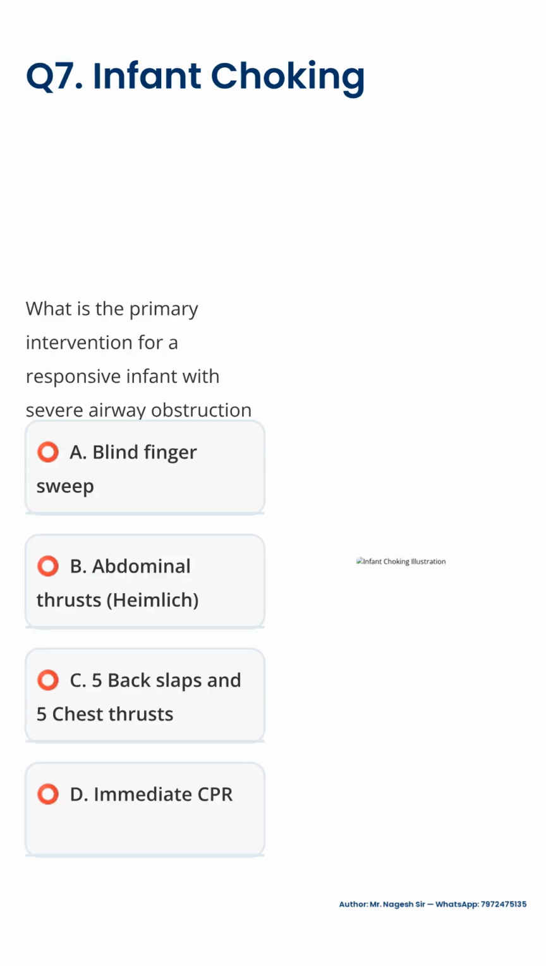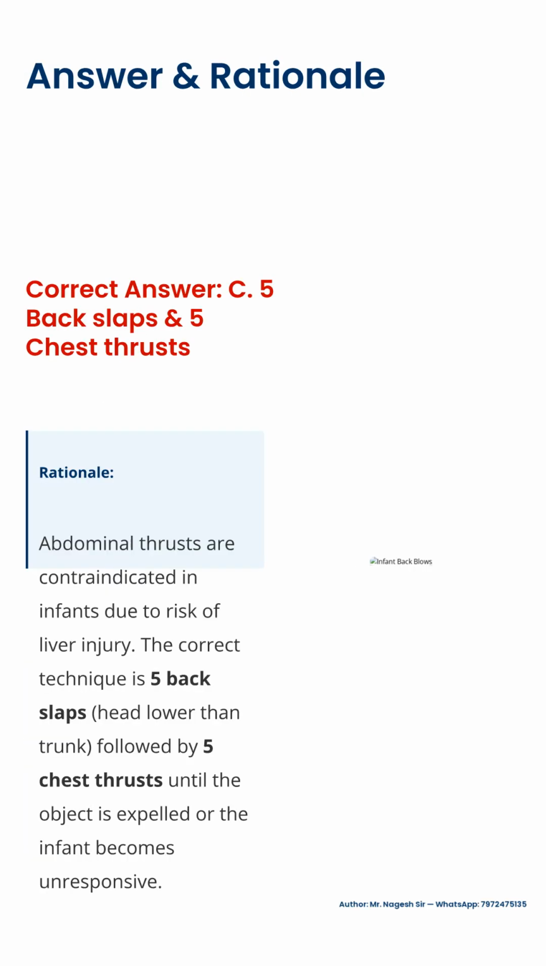Question 7. Infant choking. What is the primary intervention for a responsive infant with severe airway obstruction or choking? The correct answer is C, 5 back slaps and 5 chest thrusts. Abdominal thrusts are contraindicated in infants. Continue this cycle until the object is expelled or the infant becomes unresponsive.